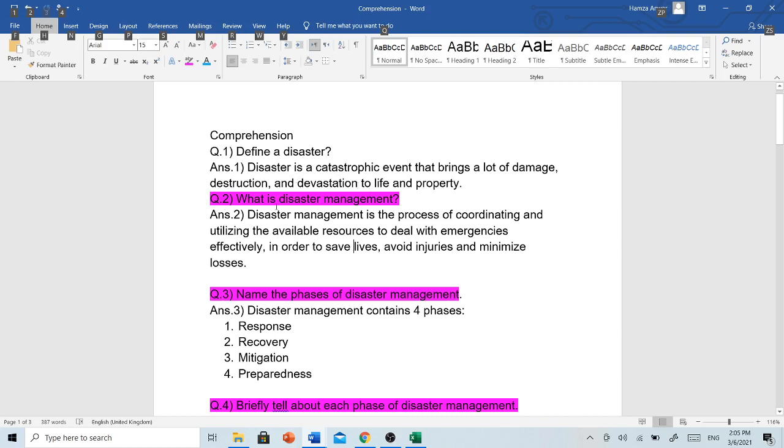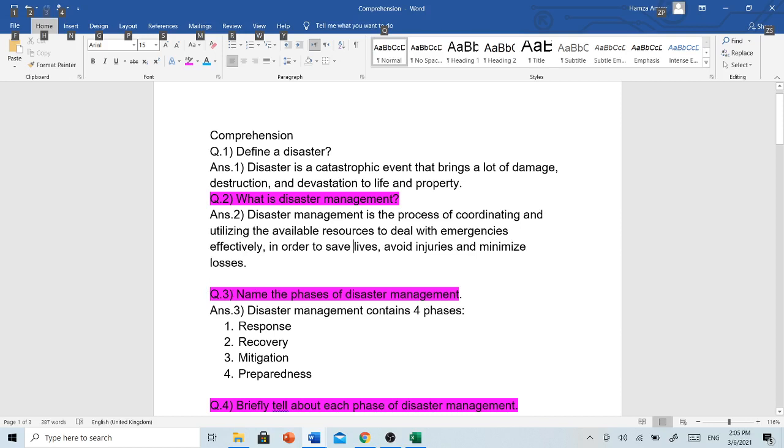Question number 2. What is disaster management? Disaster management is the process of coordinating and utilizing the available resources to deal with emergencies effectively in order to save lives, avoid injuries, and minimize losses.